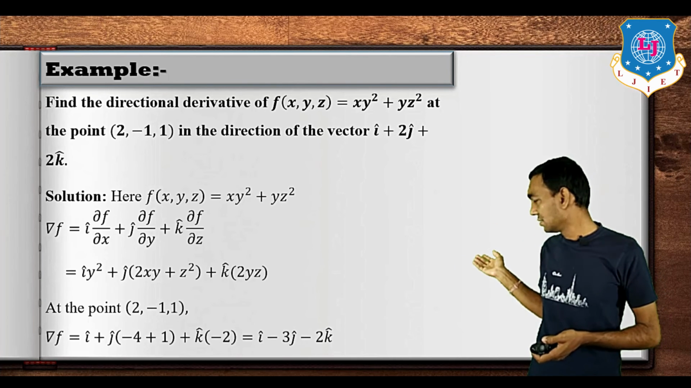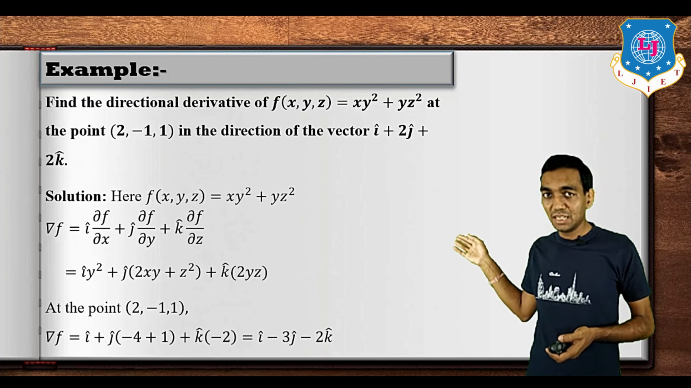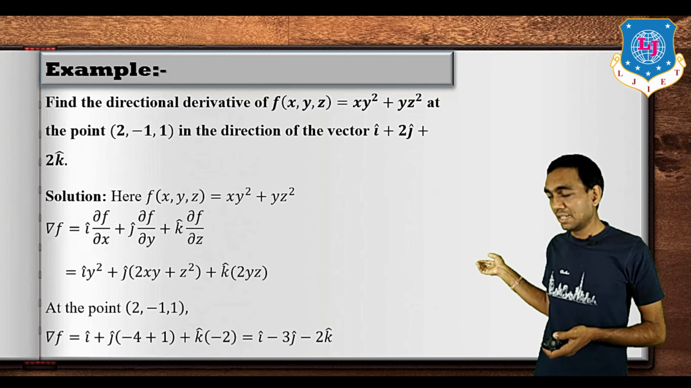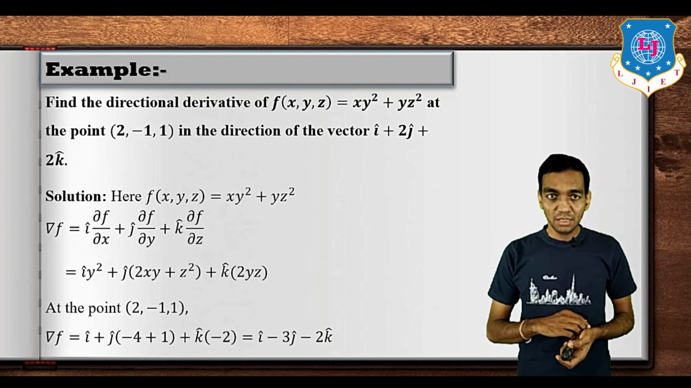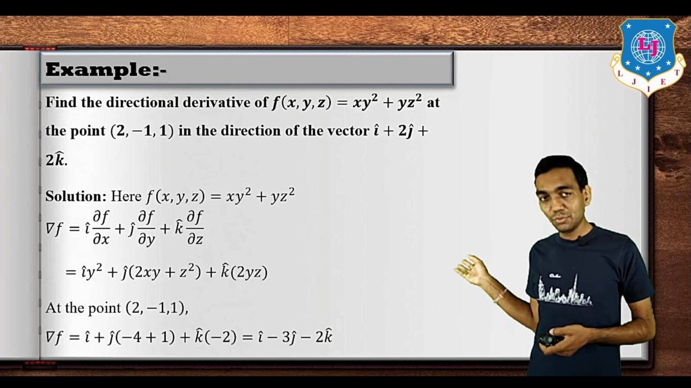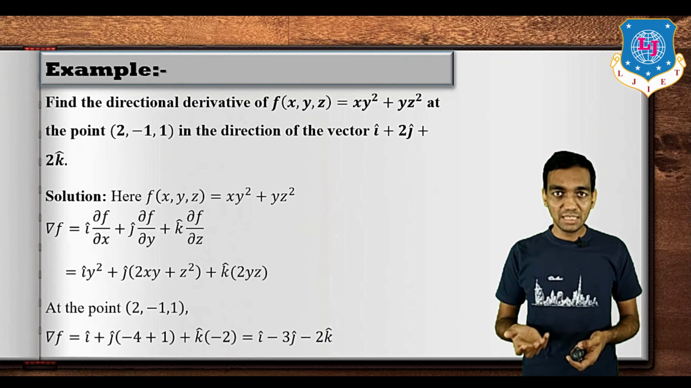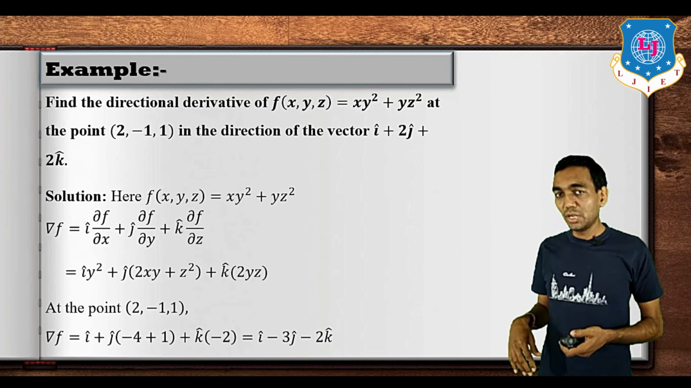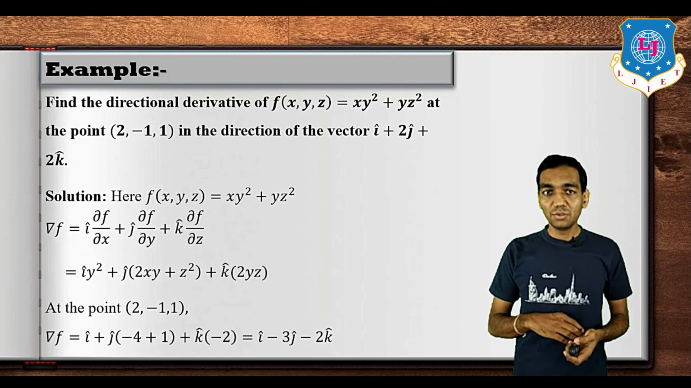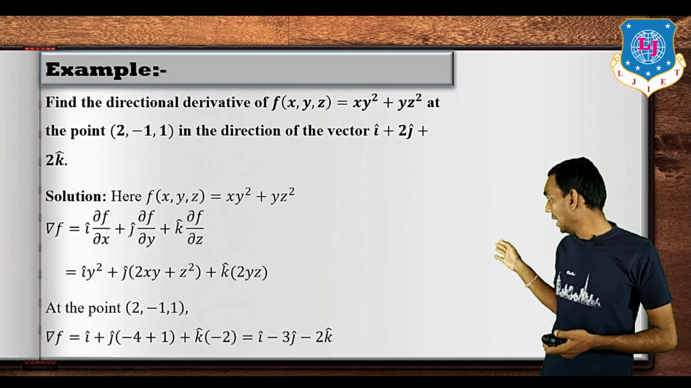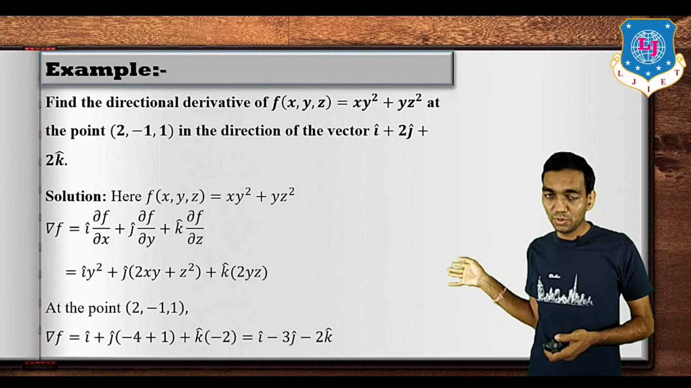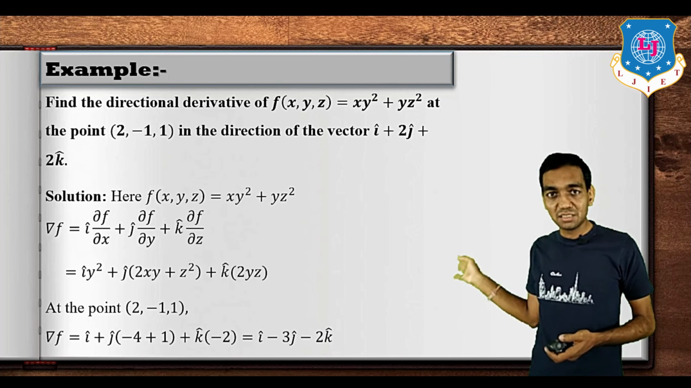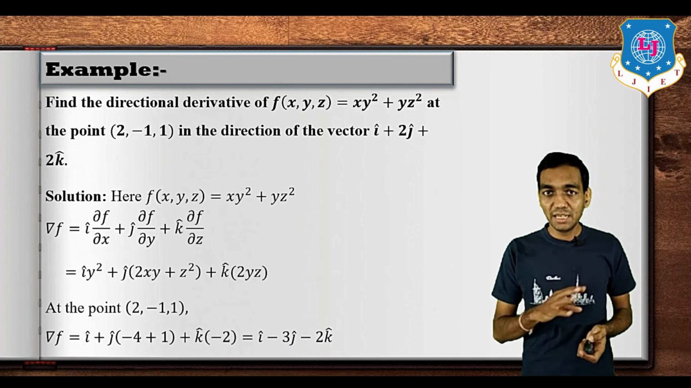Now del f by del x has a value y square. In the same manner del f by del y has a value 2xy plus z square. And del f by del z has a value 2yz. So your grad f is i into y square plus j into 2xy plus z square plus k into 2yz. So we are going to put the point 2 minus 1 1 and that will give you grad f at the point as i plus j into minus 4 plus 1 plus k into minus 2. That will give you the answer i minus 3j minus 2k. So this is your grad f.